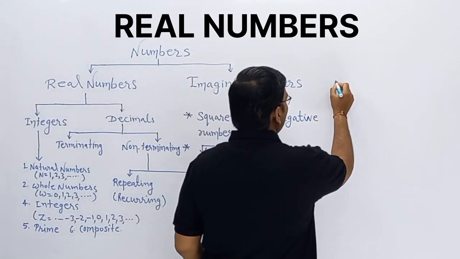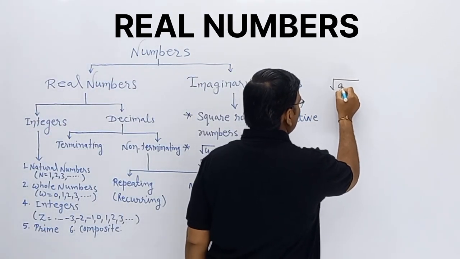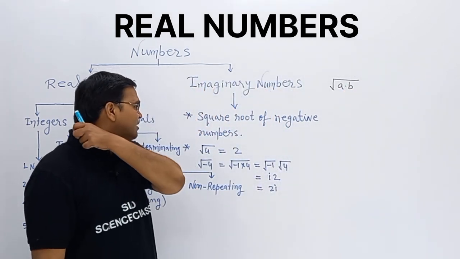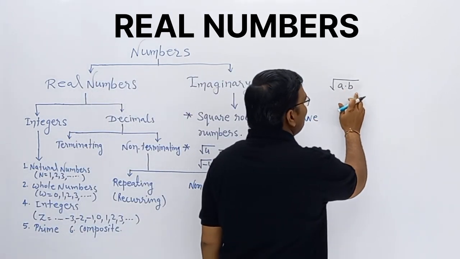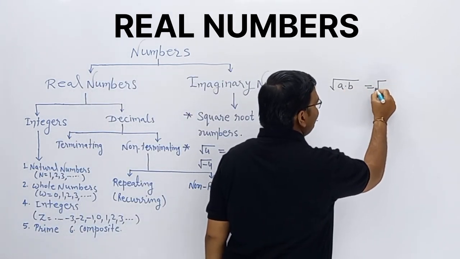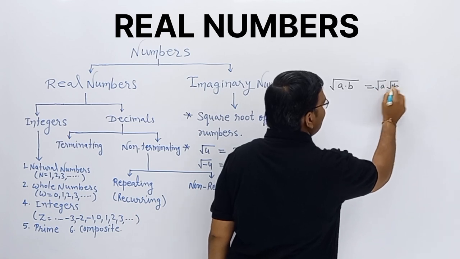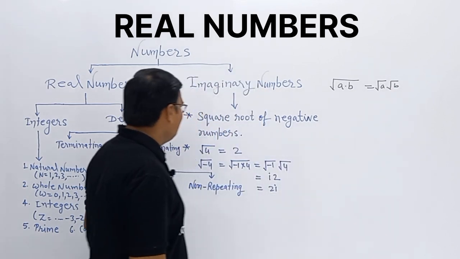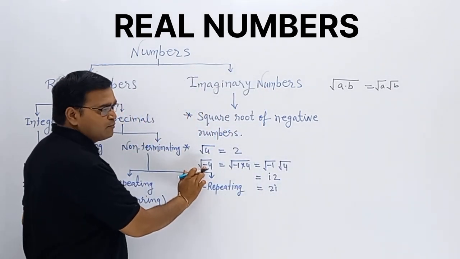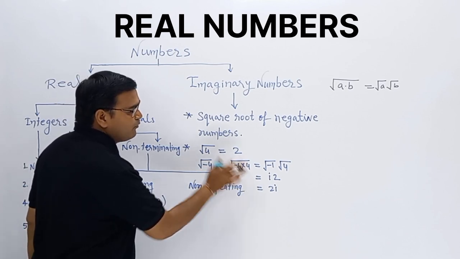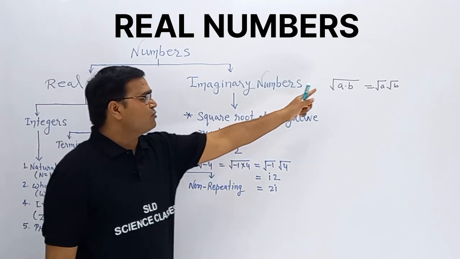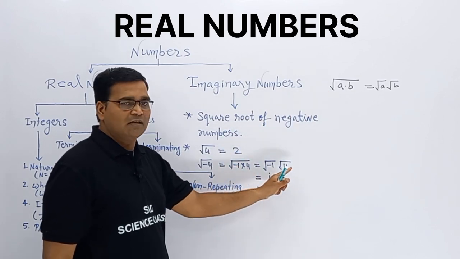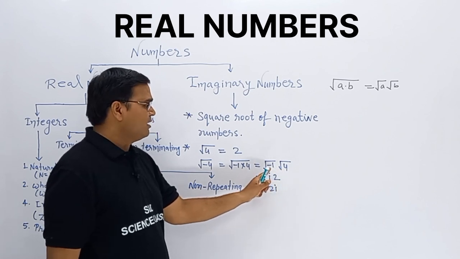If two real numbers are in the root of a into b, in the 9th standard we studied that root of a into b can be written as root of a and root of b. Root of ab can be written as root of a into root of b. So I am writing root of -4 equal to root of -1 into 4. Applying this formula, root of ab, a is -1, b is 4. Can I write like this? Yes, we can write this way.